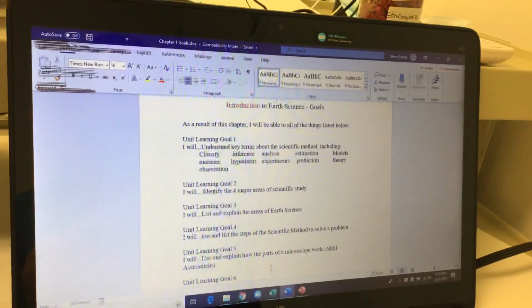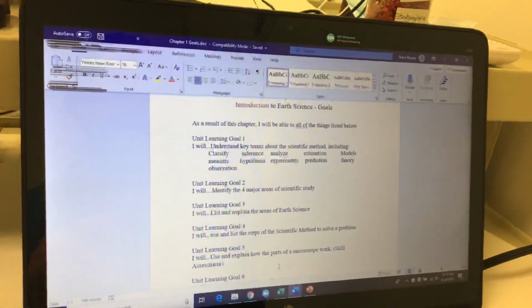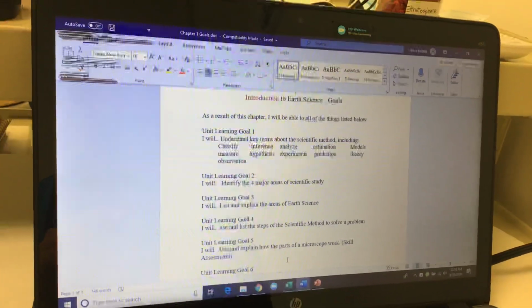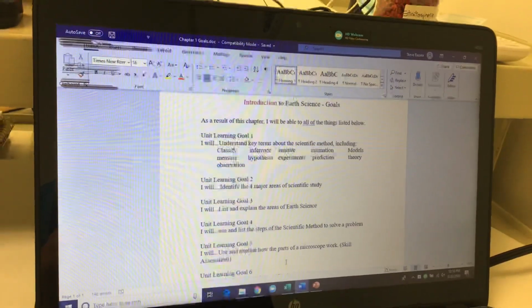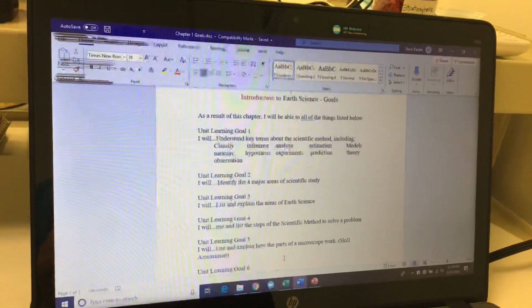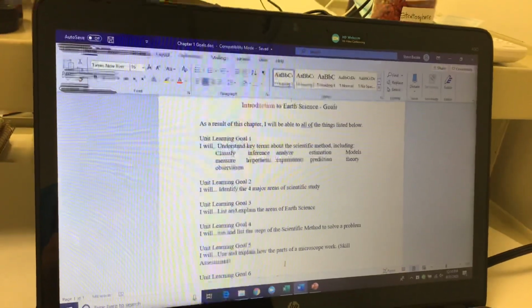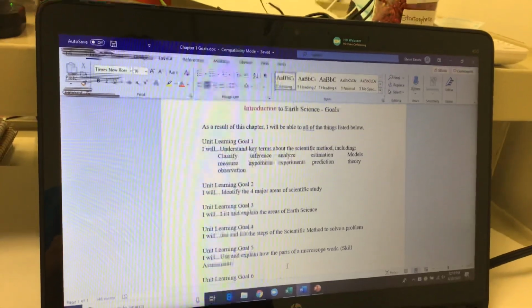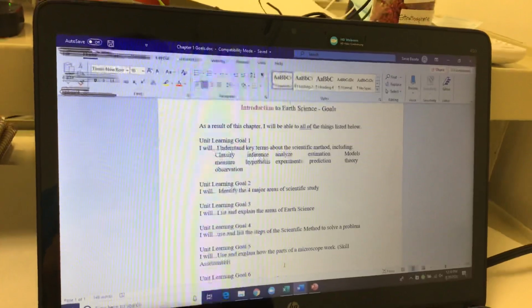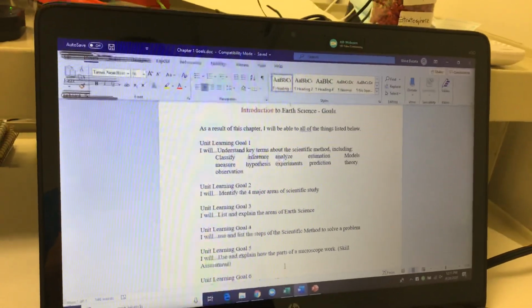Identify the 4 major areas of scientific studies, so the 4 major sciences. We're going to talk about earth science in general because that's what this class is. It's everything earth related that is not living. So last year was life science. This year we'll kind of take a look at the other aspect of things.